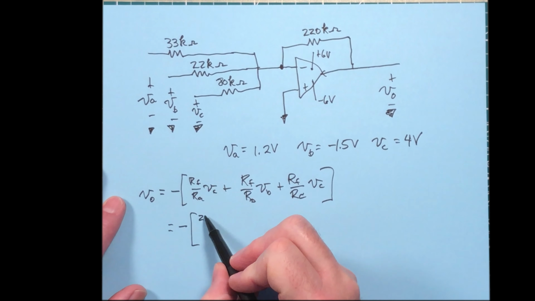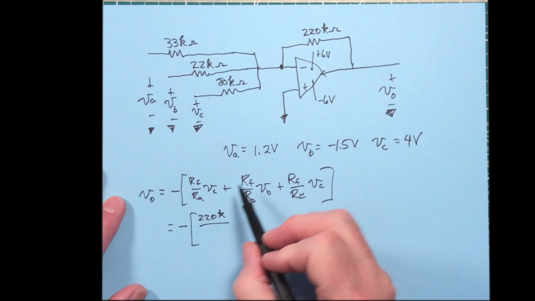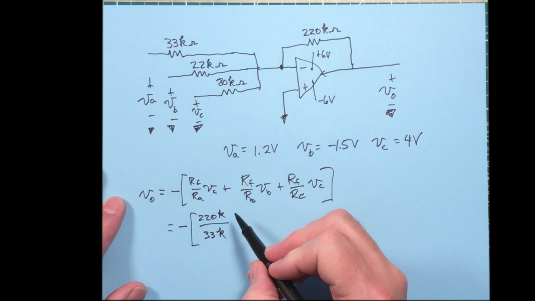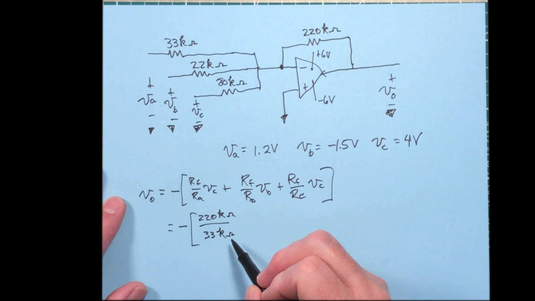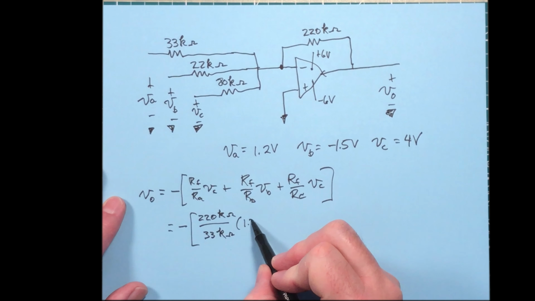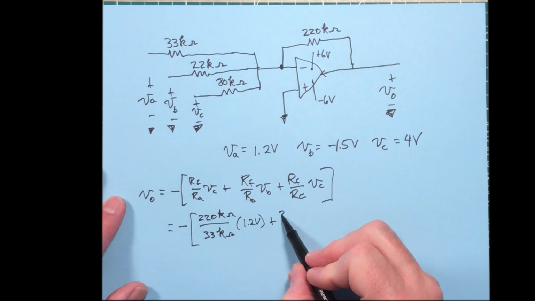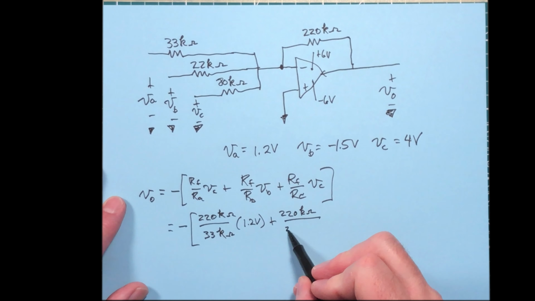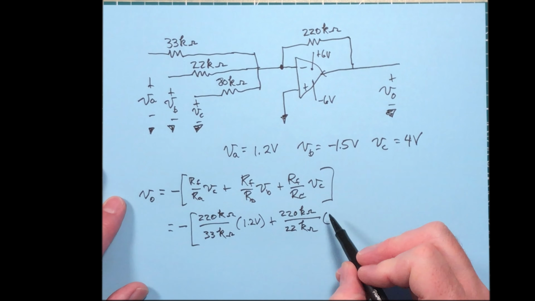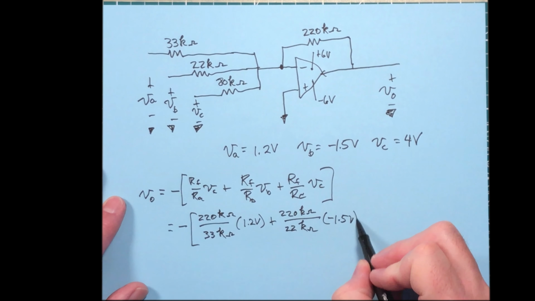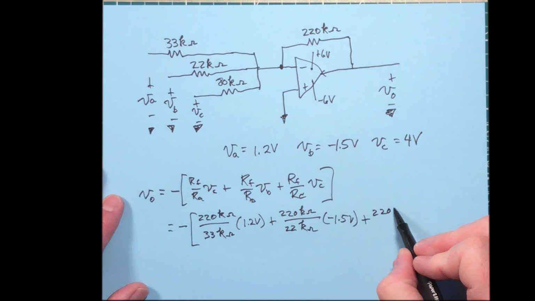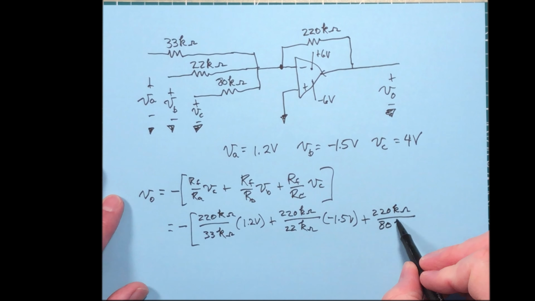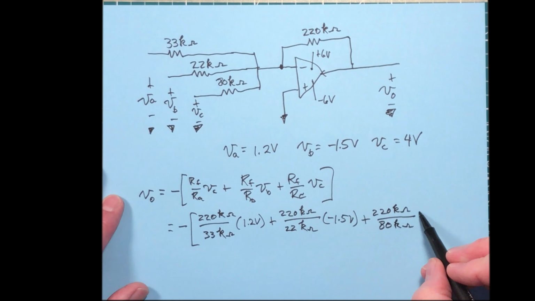R sub F is 220K divided by R sub A, and R sub A is 33K. The ohms are going to cancel, the Ks are going to cancel here, multiplied by 1.2 volts, plus 220K ohm divided by R sub B, which is just 22K ohm, times negative 1.5 volts plus 220K ohm divided by 80K times V sub C of 4 volts.